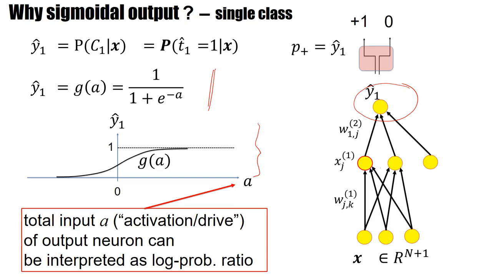And if you use this function, then you may interpret your total input a, or the activation, the drive of the neuron, as a log probability ratio. The logarithm of probabilities is sometimes also called the evidence. Then the log probability ratio can be interpreted as the evidence in favor of assigning input x to class C minus the evidence against assignment of class C to input x.